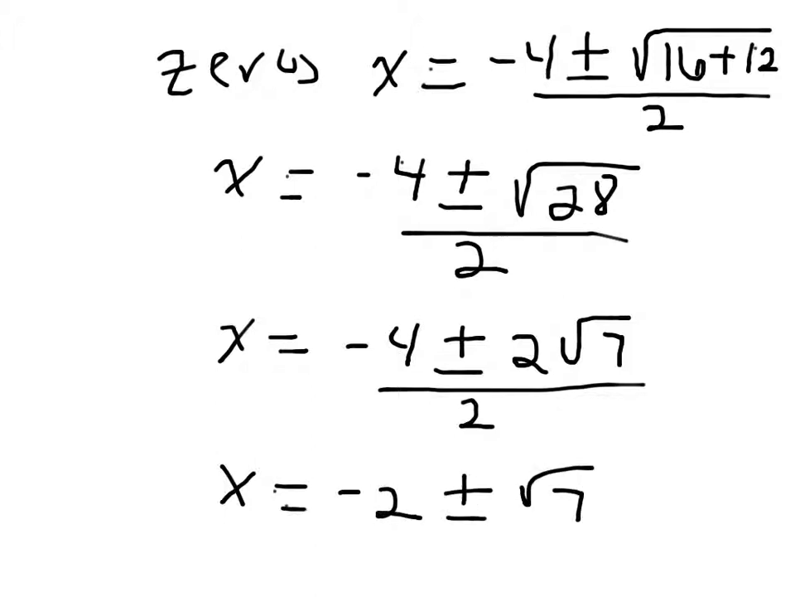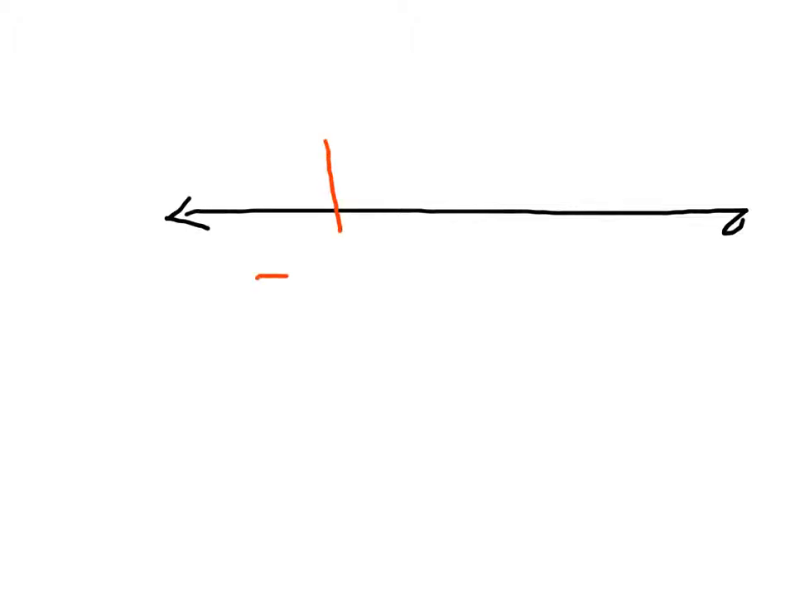So we have two zeros. We're now going to take these zeros and plot them on our number line. So I'm going to draw a number line, and I'm going to plot negative 2 minus root 7 and negative 2 plus root 7 on the number line. Now I have to be careful and make sure I put them in the correct order. It is important that you put the smaller one to the left and the bigger one to the right. We know that this one's bigger because of the plus sign.